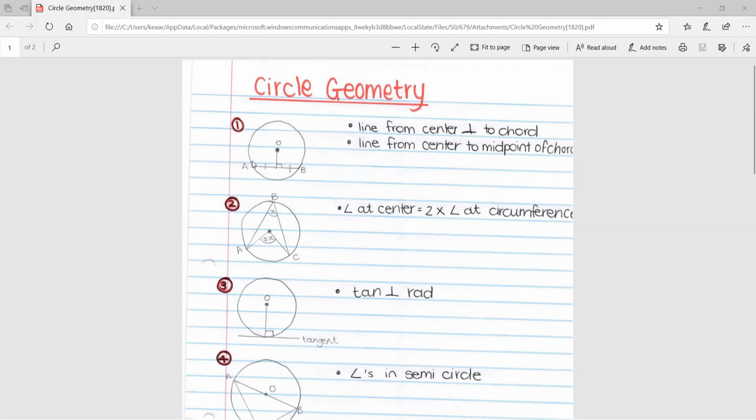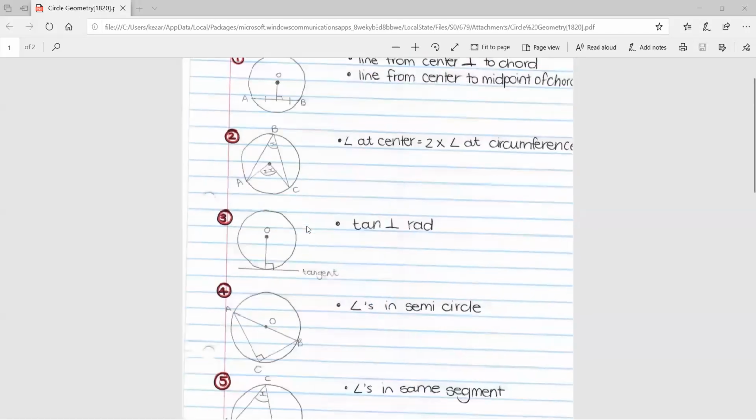Generally, in a test or exam, they might give you dotted lines here, and you would have to calculate a side or something using the radius and Pythag. The reasons that you would use: line from center perpendicular to chord, and line from center to midpoint of chord, depending on which one you are using.